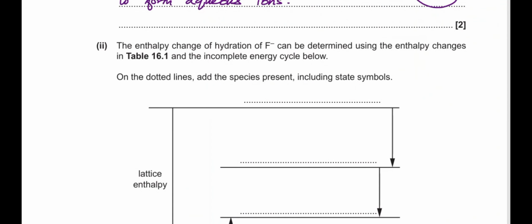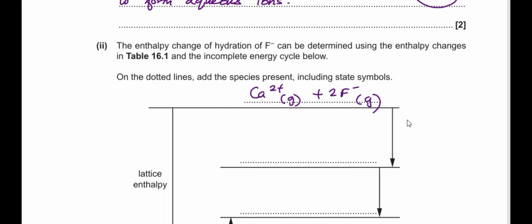Part 2. The enthalpy change of hydration of fluoride ions can be determined using the enthalpy changes in table 16.1 and the incomplete energy cycle below. On the dotted lines, add the species present, including state symbols. We can start from the top, that is the highest energy level, using the gaseous ions. So we will write here Ca2+ gaseous plus 2 fluoride gaseous.